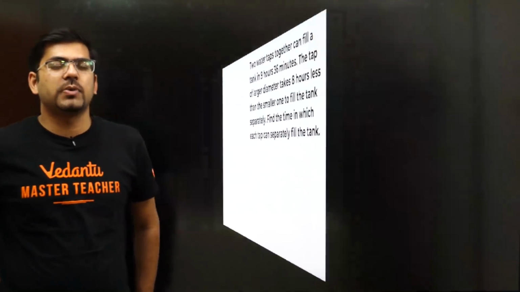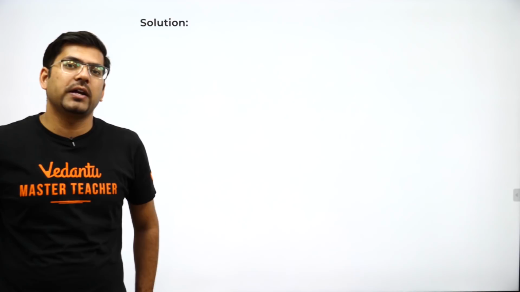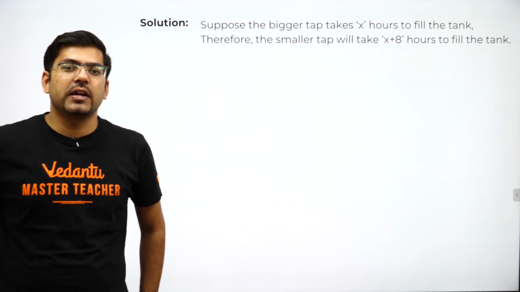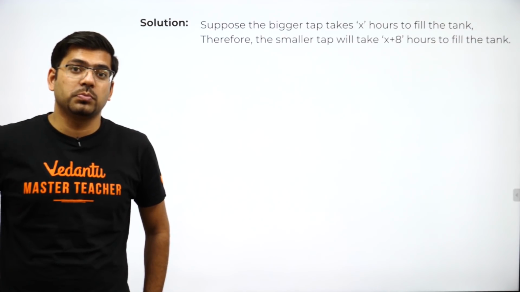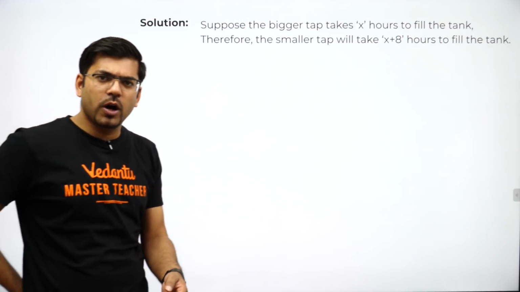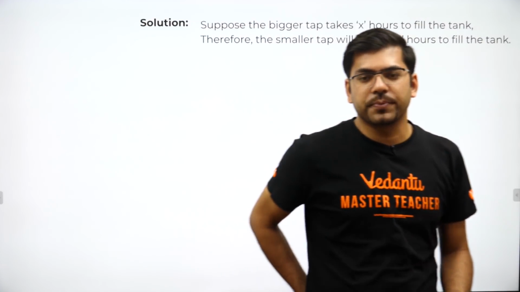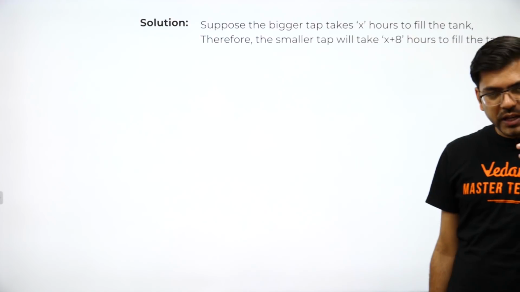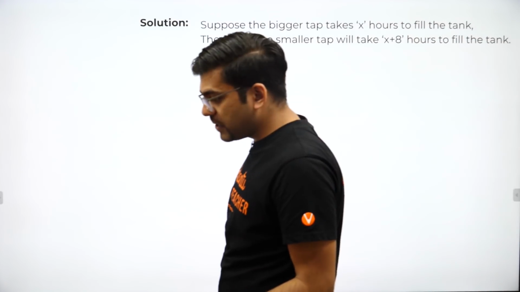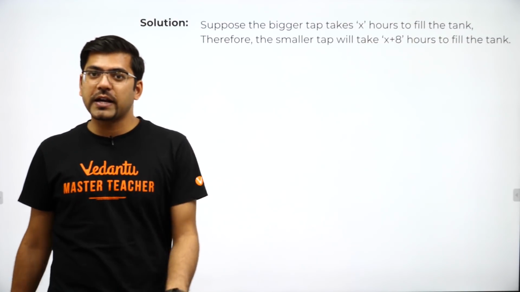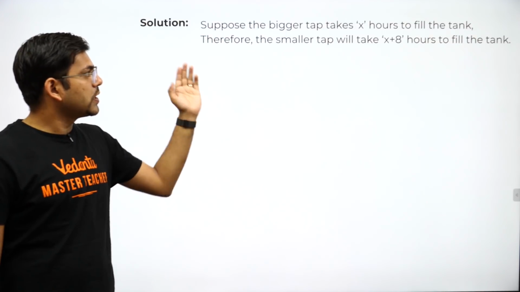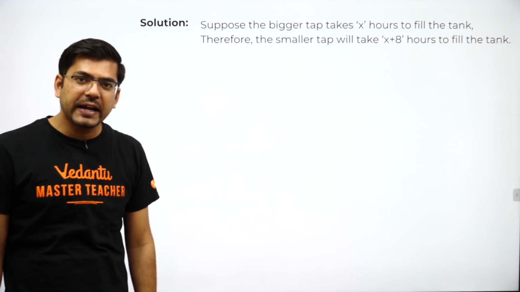So I will assume that the time taken by the larger tap alone is x hours, and the smaller one will take 8 hours more. See, vice versa is true. In the question it was given that the time taken by the larger tap would be 8 hours less. This means the time taken by the smaller one would be 8 hours more. So I have taken that the time taken by the bigger tap is x hours. So the smaller tap will take x plus 8 hours.